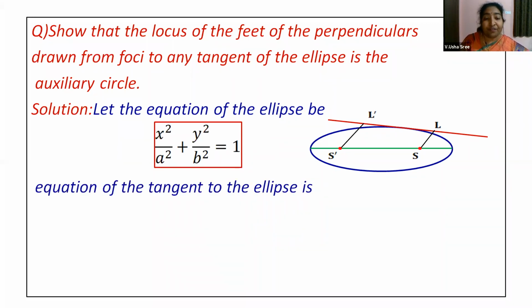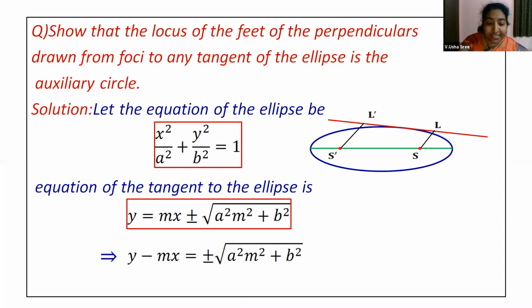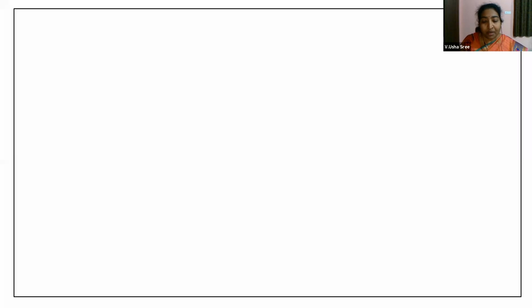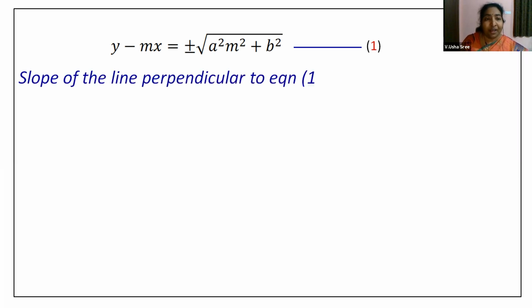Now, the equation of the tangent to the ellipse. We have seen this, isn't it? y is equal to mx plus or minus root of a square m square plus b square. Now, we will rearrange this as y minus mx is equal to plus or minus root of a square m square plus b square, and we will call it equation number 1. Then, like what we did in the previous problem, what is the slope of the line perpendicular to equation 1?